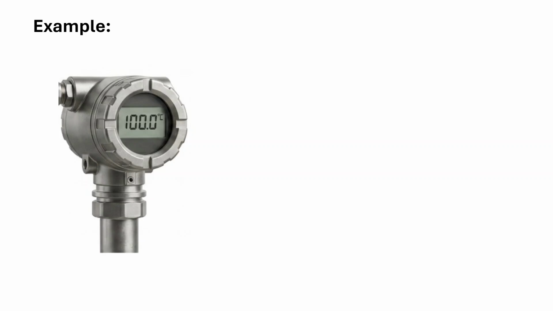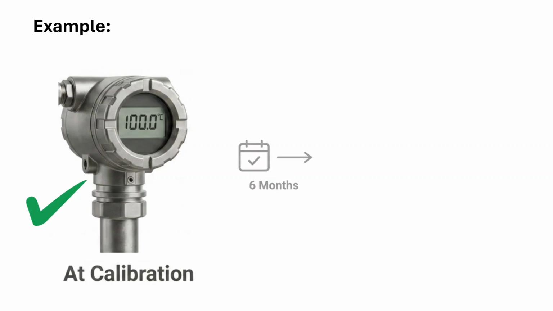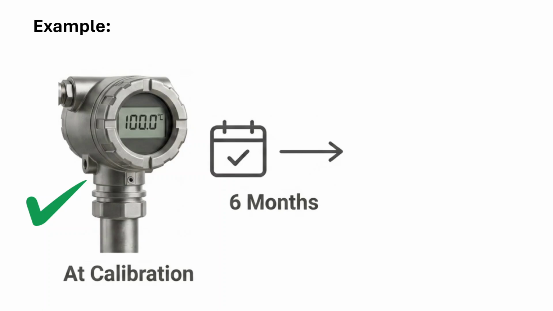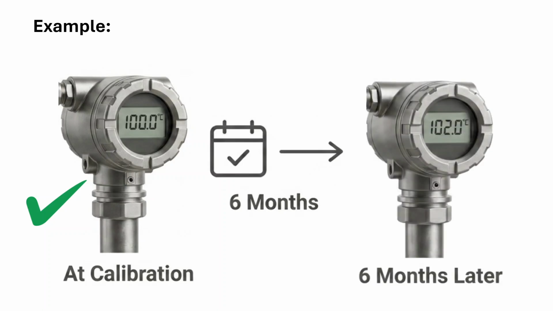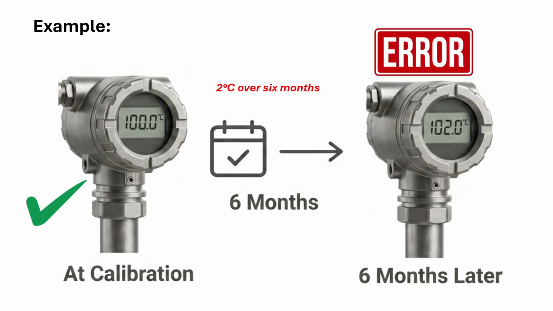Let me walk you through the classic example on your slide. You've got a temperature transmitter. You just calibrated it. Everything is perfect. At 100 degrees Celsius, it reads exactly 100. Clean, accurate, done. Now, fast forward 6 months. Nothing has changed in the process. The temperature is still sitting at 100 degrees Celsius. But the transmitter, it's now reporting 102. 2 degrees, that's a drift of 2 degrees over 6 months.